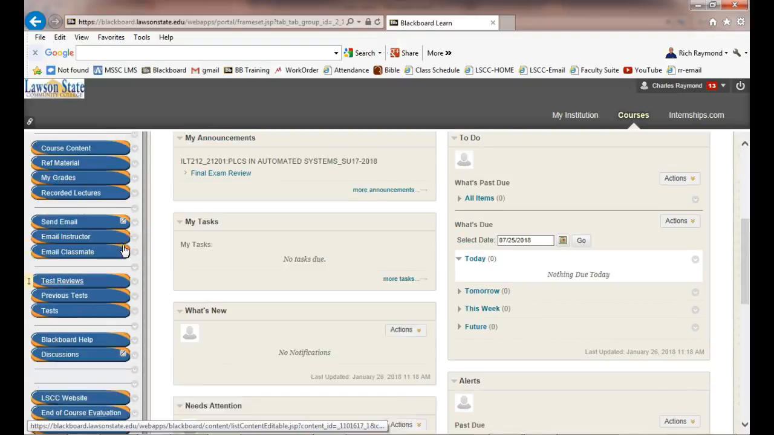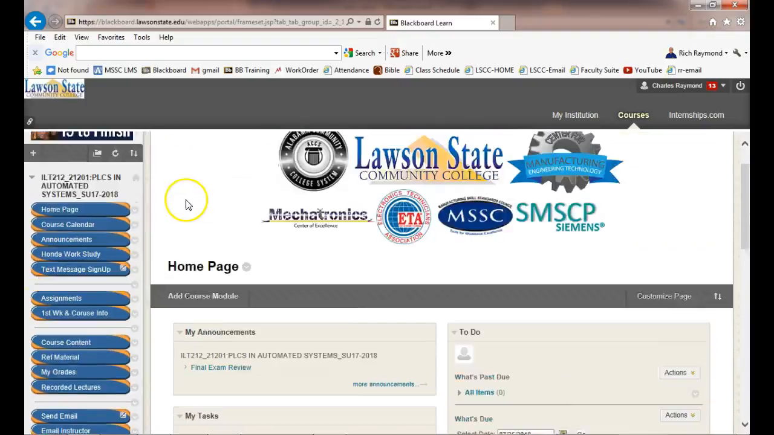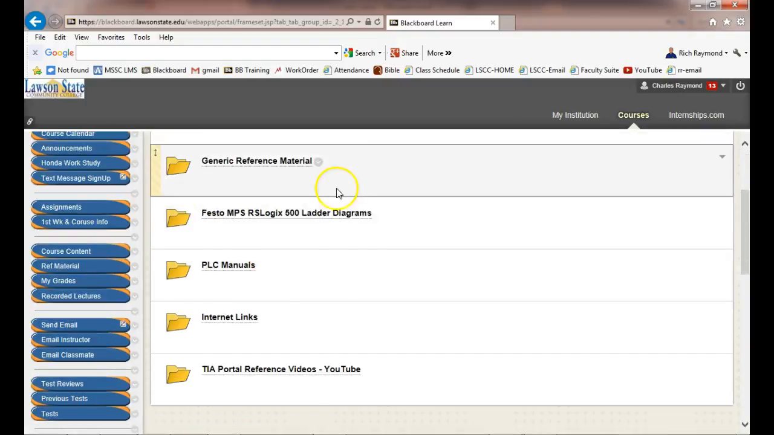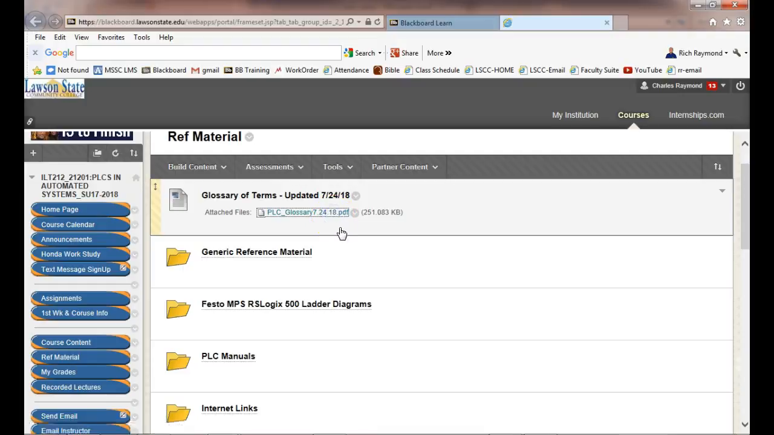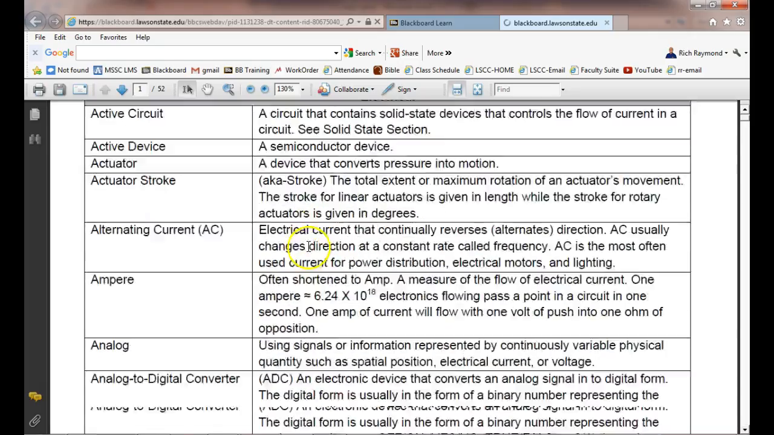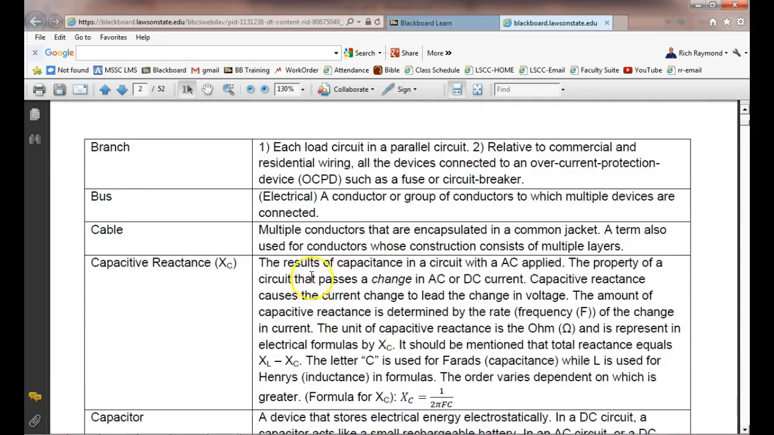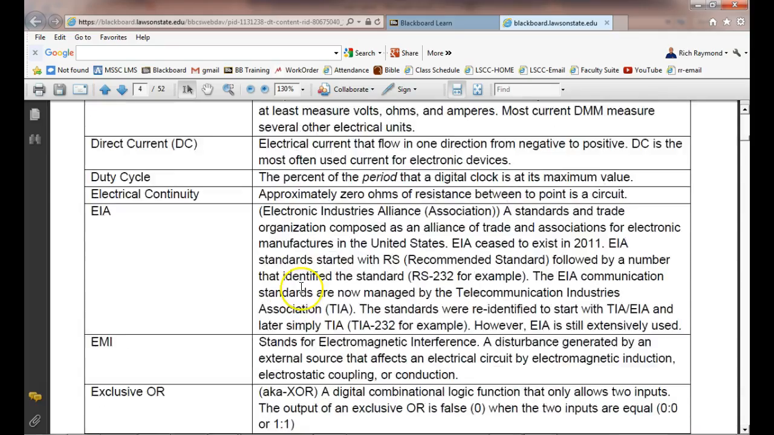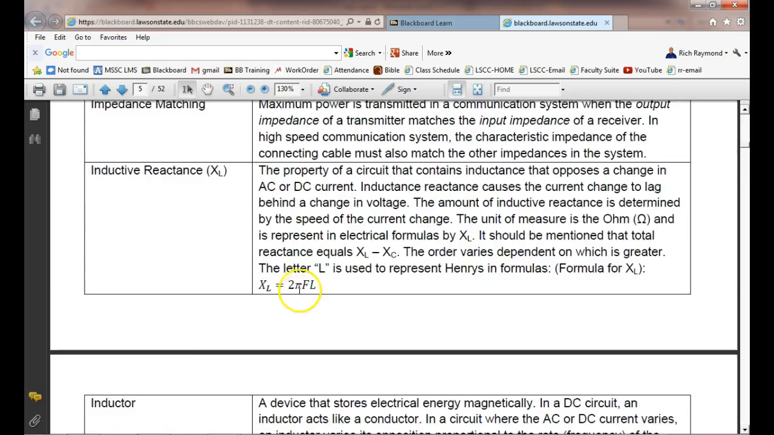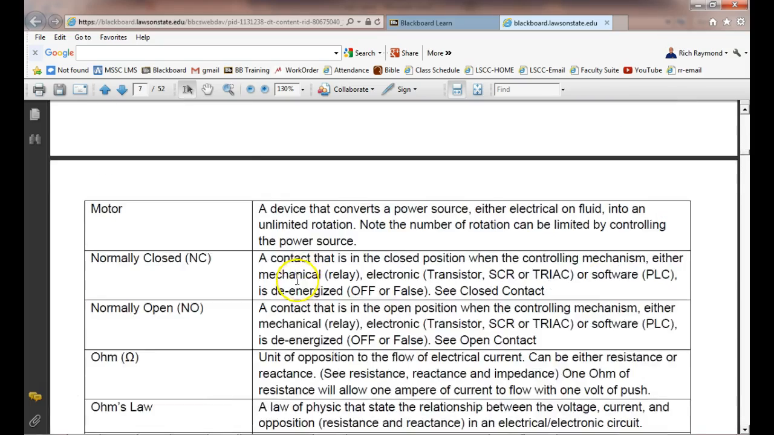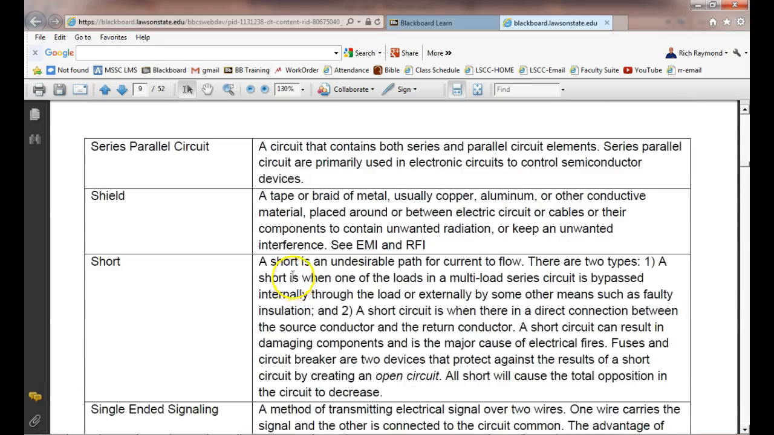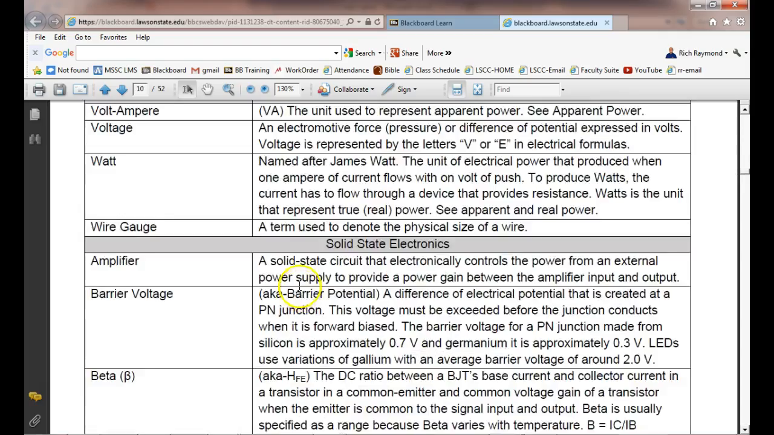So in the reference material section, this is where you'll find the new glossary that's been updated. And of course, it's real long, guys. And like I said, I'm sorry about that. But there's been some new terms, and I put those on the study sheet that we talk about.